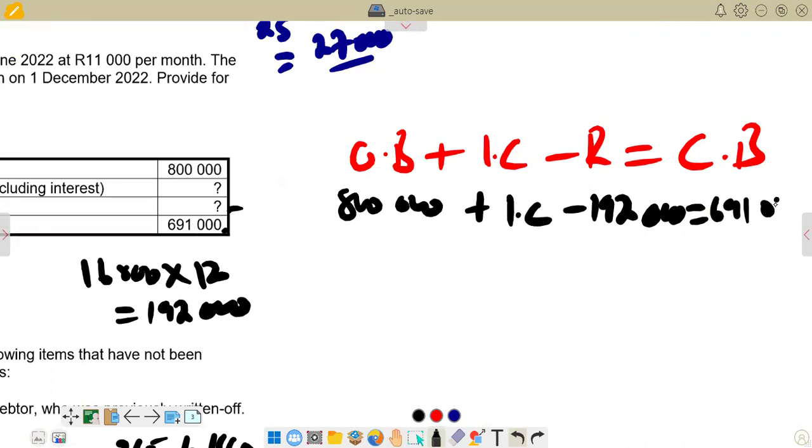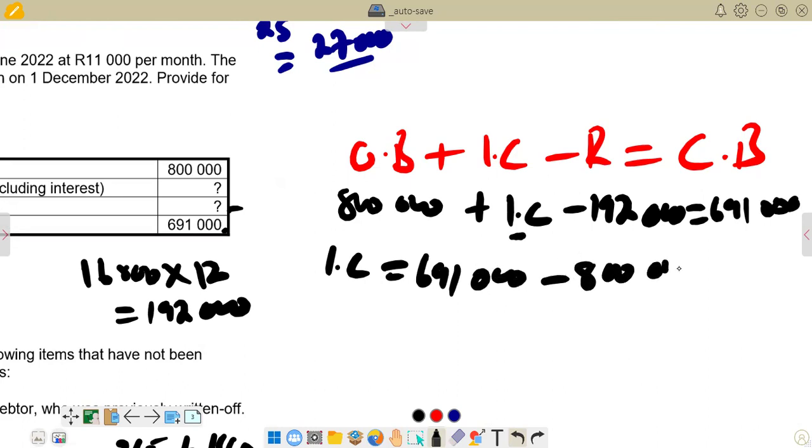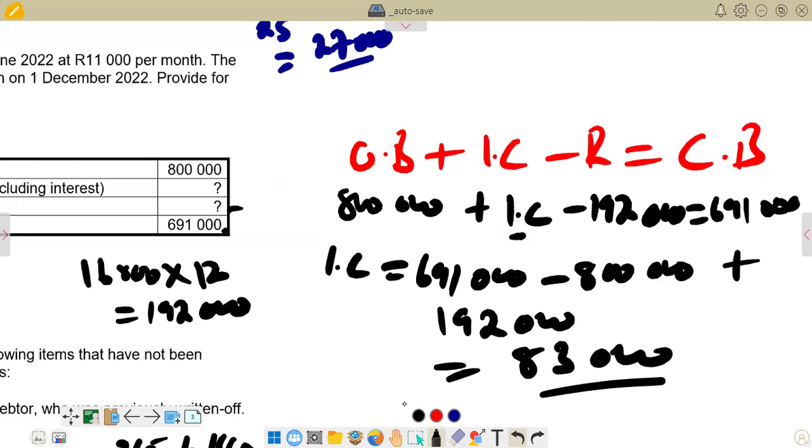Having done that, we can now find the figure for interest capitalized by substituting into the formula, whereby we are saying 691,000. We take 800,000 to the other side, it becomes a negative. We take 192,000 to the other side, it becomes a positive. Calculating that way, the answer that you are going to get for interest expense is 83,000. So this is exactly what you are going to put in the answer section.